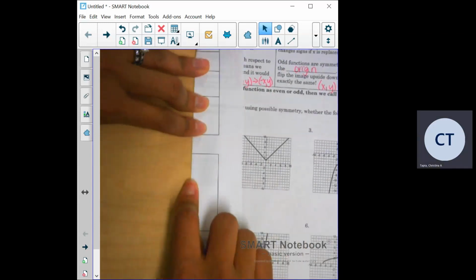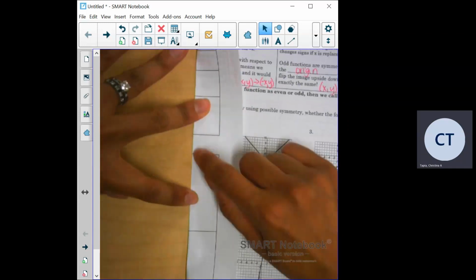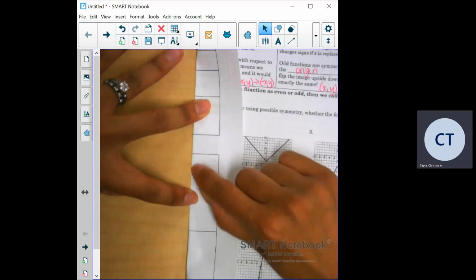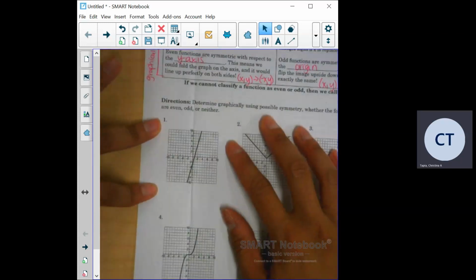And if I look at this graph, it's a little hard to tell just from where it is. I don't know if you could see it on my document camera, but it looks like this part of the graph is up here. This part of the graph is down here. So it doesn't look like it literally reflects right on top of itself.